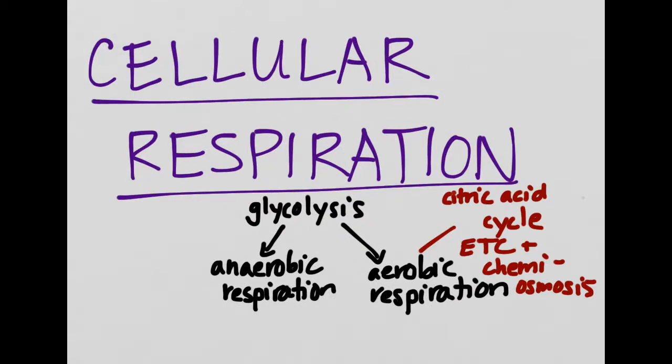So I said that there were 3 steps that were happening. The first that we talked about was glycolysis, and we did that today. Then if we're talking about aerobic respiration, that second step will be the citric acid cycle. And then finally, that third step will be the electron transport chain and building up a chemical gradient using something called chemiosmosis, which we've already talked about.